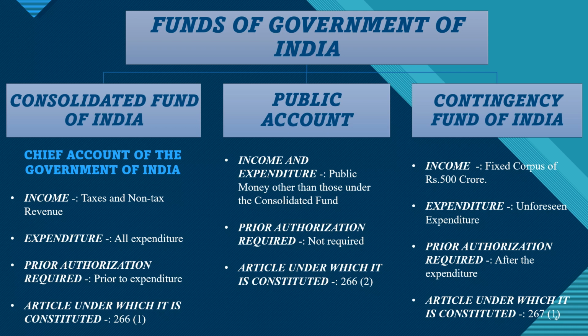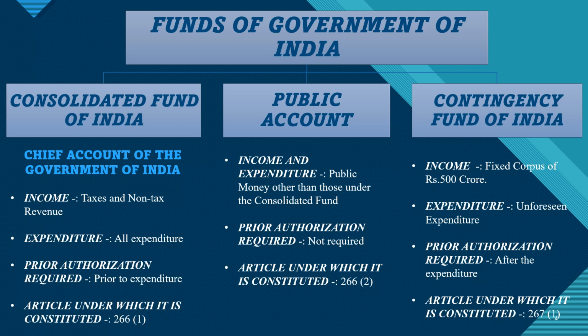The provision for this fund is given in Article 266(1) of the Constitution of India, and each state has its own consolidated fund of the state with similar provisions, and usually the Comptroller and Auditor General of India audits these funds and reports to the relevant legislatures on their management. Then the second fund under the Government of India is the public account.